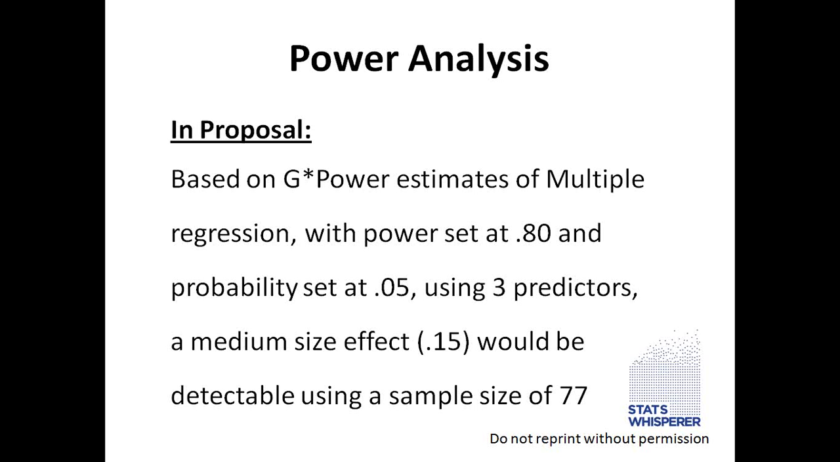It's called practicality, right? So in the proposal, or the paper, after doing your power analysis, you might write something like this. Based on G-Power estimates of multiple regression with power set at 0.80 and probability set at 0.05 using 3 predictors, a medium-size effect, 0.15, would be detectable using a sample of 77 study participants. Now that's very good to know, right? Because it's better than just wondering if you have enough people in your sample, right? You could specify how many people you need, and what size relationship it will indicate.